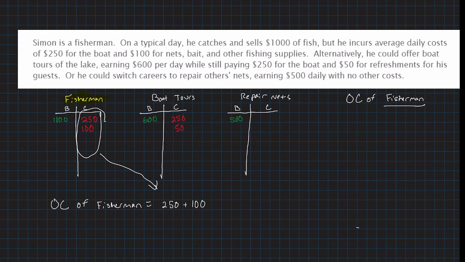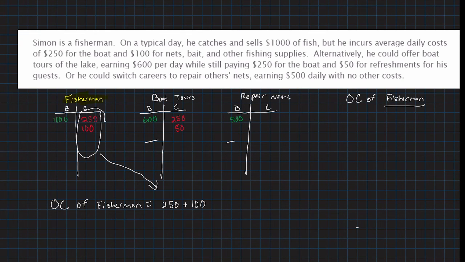Now, a common mistake is most people think that he's giving up both boat tours and repair nets. Now, can he do both things at the same time? No, he can't. He can only do one or the other. So he can't be giving both of them up at the same time. So we have to look at what the best option is that he's giving up because it's the most valuable. So the way we do that is look at the net benefit between these.